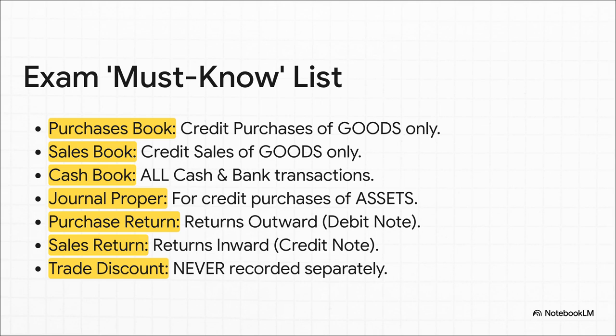Purchases book, only for credit purchases of goods. Sales book, only for credit sales of goods. Cash book, for any and all cash and bank activity. Journal proper, it's your catch-all, especially for buying assets on credit. Remember the difference between a purchase return and a sales return, and which document goes with which. And last but not least, a trade discount gets deducted first and is never recorded. If you can lock these points in, you're going to be in great shape for your exam.